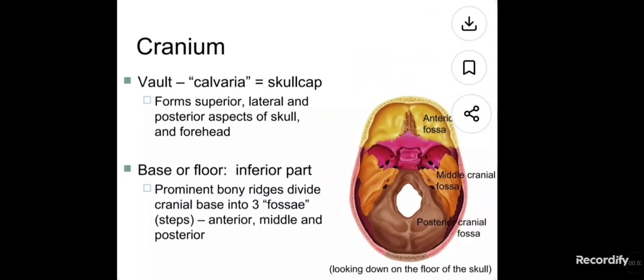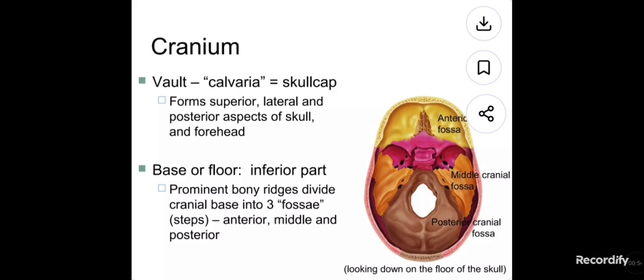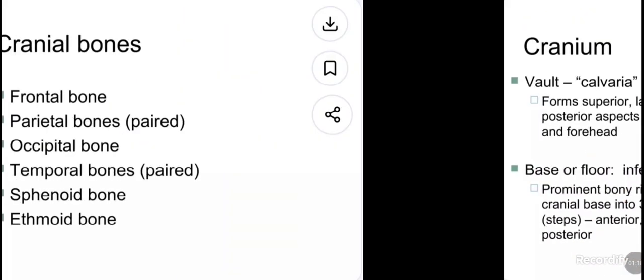Now we are discussing the axial skeleton. First one is the cranium, the skull cap. It forms the superior, lateral and posterior aspects of the skull and forehead. Then the base or floor is the inferior part. Prominent bony ridges divide the cranial bones into three fossae: anterior fossa, middle fossa and posterior fossa.